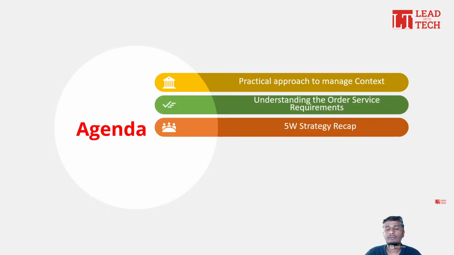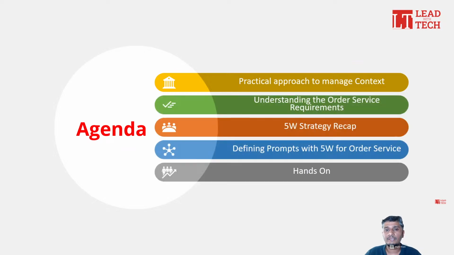Today's session is split into 5 sections. As I said, we're going to begin by understanding one of the ways to manage the context of your project, team or organization, and how you can use it to build and generate prompts for a project. Then we understand the requirements of an order management service that we're going to build. And finally, a quick recap on 5W strategy so that we are ready to apply the 5W strategy in our order management service implementation.